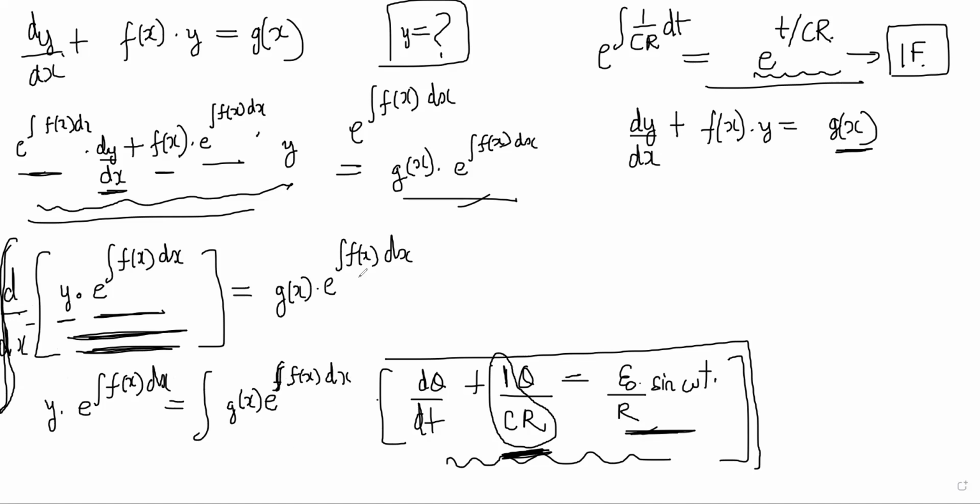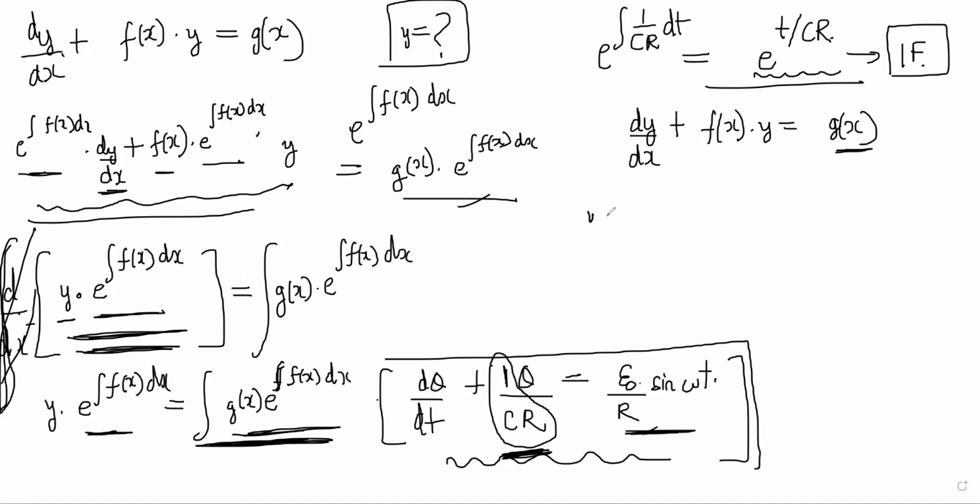Integrating both sides, this part will cancel and this part will have an integral. So this part is completely in x now. If you can solve this integral, you will get the answer here. And this part has one part in x and one part in y.